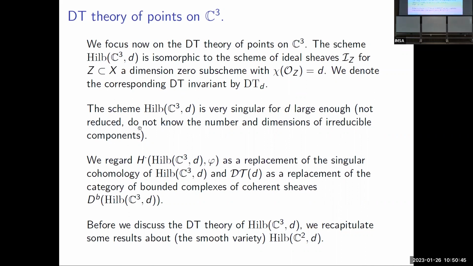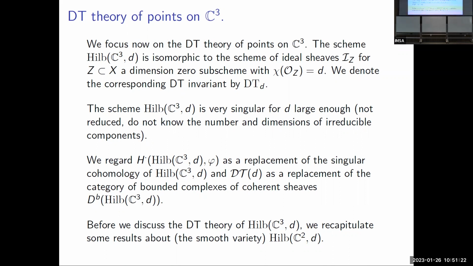Maybe we regard this DT cohomology as a computable version of the singular cohomology of the Hilbert scheme of D points on C3. If we're interested in just the singular cohomology of these spaces, we have no idea how to do that. Anyway, for this DT cohomology, there are many computational tools. We also regard this DT category, which I still have to define precisely, as a replacement of the category D^b Coh of the Hilbert scheme of D points on C3.